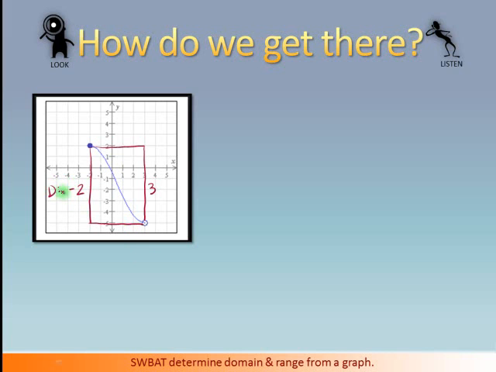I'll just write a D next to it. My range is going up and down. Those are my outputs. So that's -5 all the way up to 2, and those are my range values. In the next lesson, we'll actually look at using interval notation to write that out. This is just an introduction. Let's try the next one.